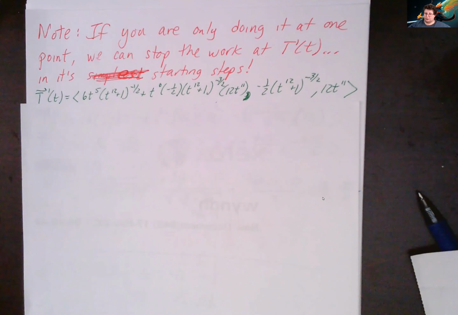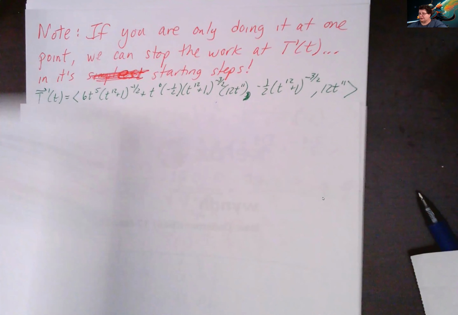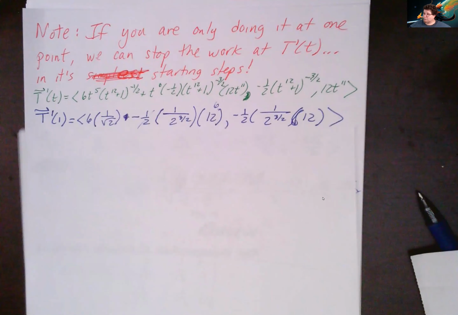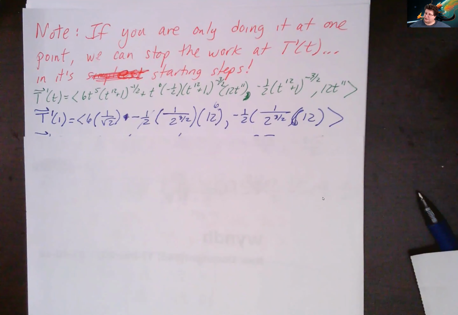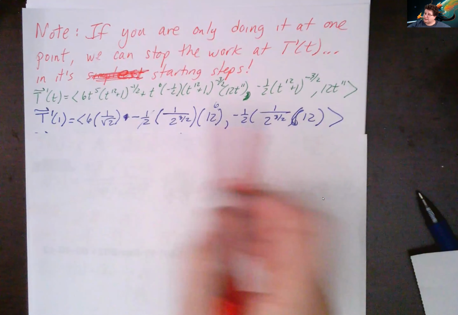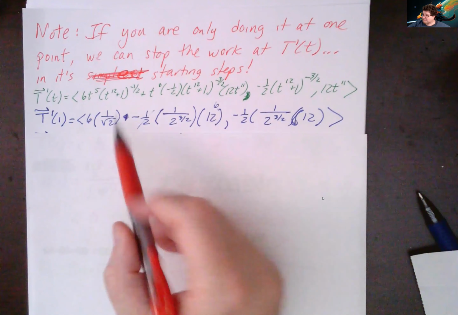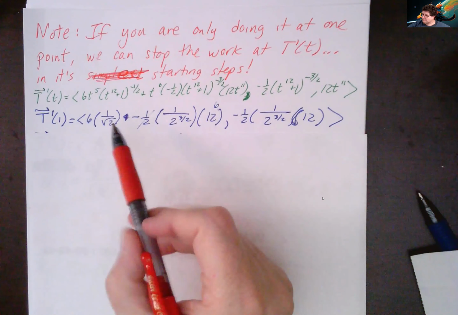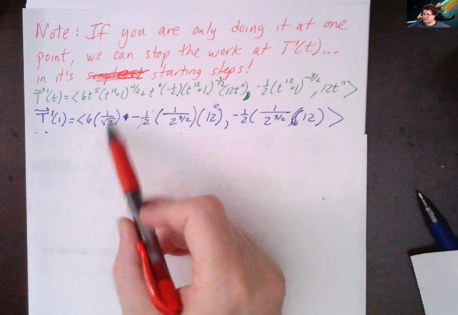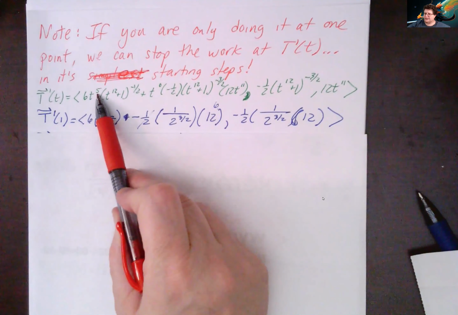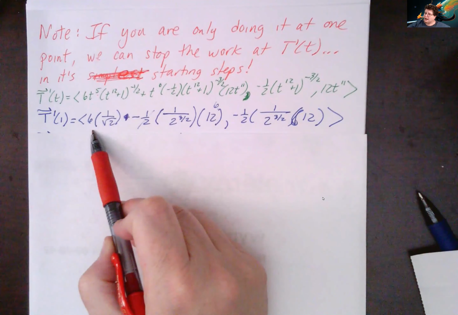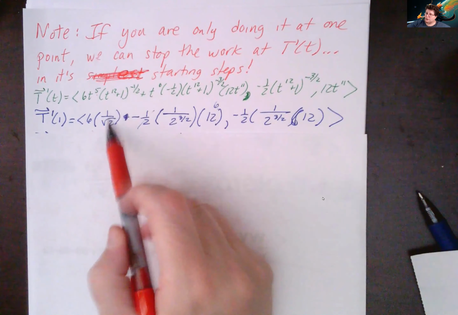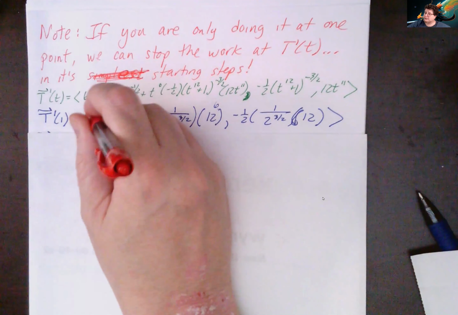I actually rewound a little bit. I went back up to here and plugged it in here. I found T prime of 1. I plug it in, and you get a lot of algebra going on. So 6, and then plugging in the 1, t is 1, so 6 times t to the 5th, 6 times 1 is 6. And then t to the 12th is 1, 1 plus 1 is 2. I've got 1 over the square root of 2. That's that component right there.